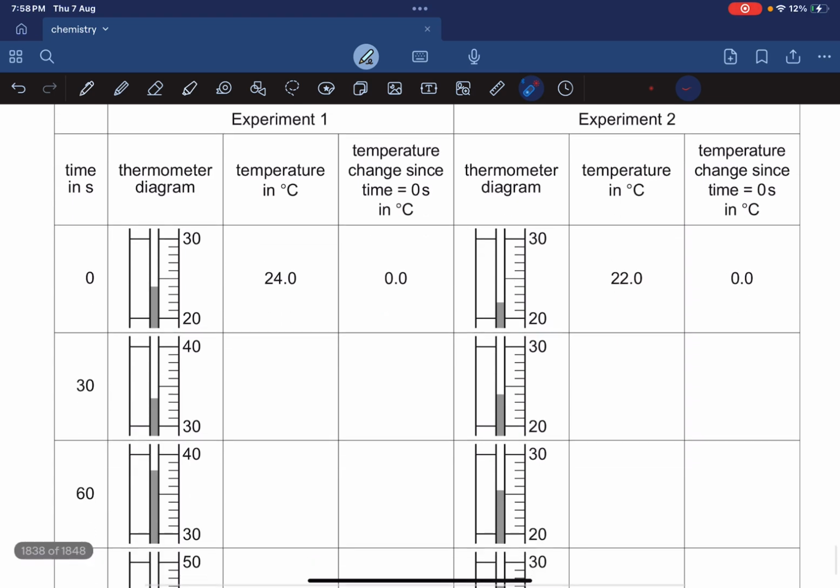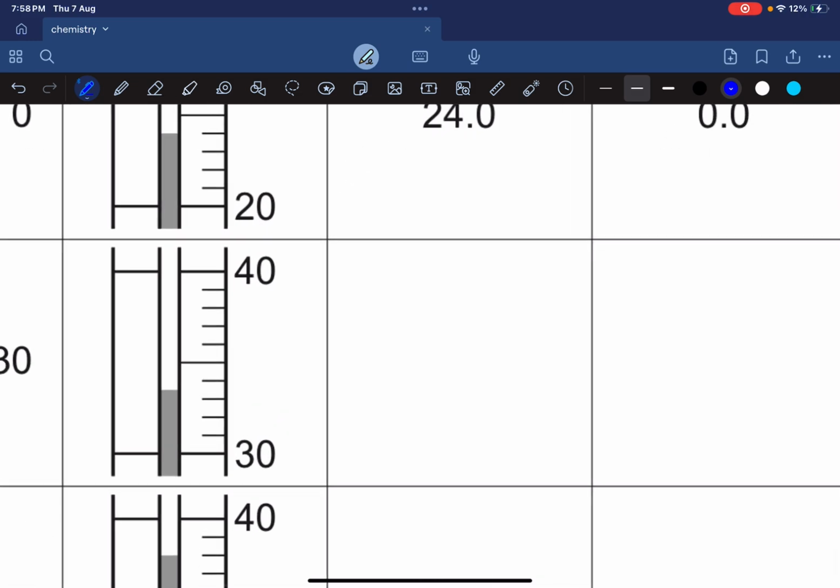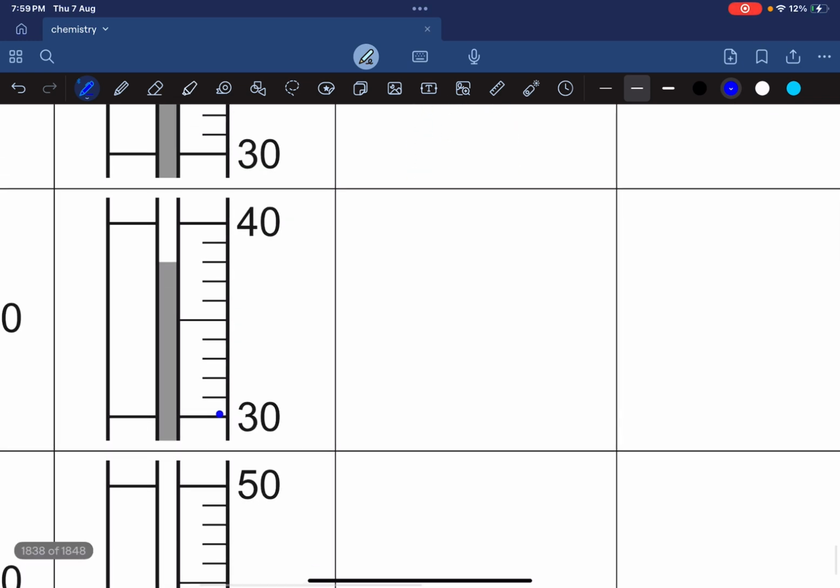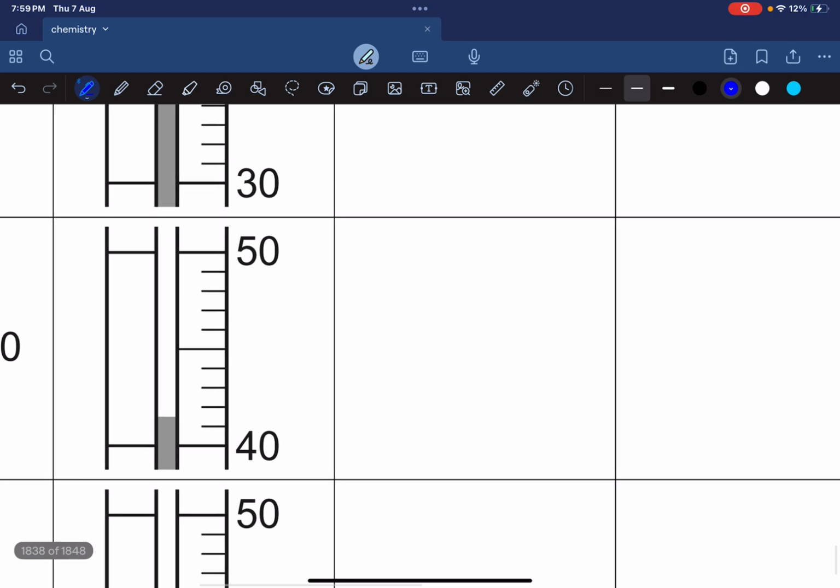Over here, let's first write down all the thermometer readings. I guess this is 30, 31, 32, 33, 33.5. So it's 33.5. Now this one is 30, 35, 36, 37, 38. This one right here is 40, 41, and this is 41.5.